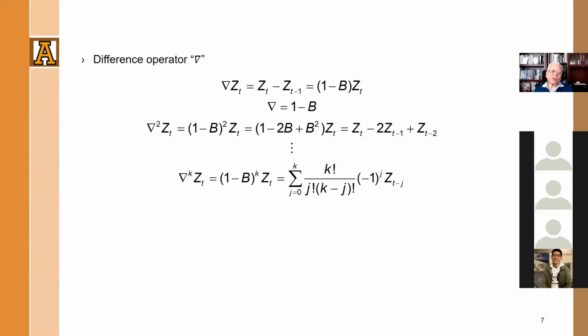If I apply a second difference, it will be the second power of the difference operator. This is 1 minus B squared applied to Z_t. That's 1 minus 2B plus B squared applied to Z_t, and that gives me Z_t minus 2Z_{t-1} plus Z_{t-2}. So that's the difference operator applied 2 times.